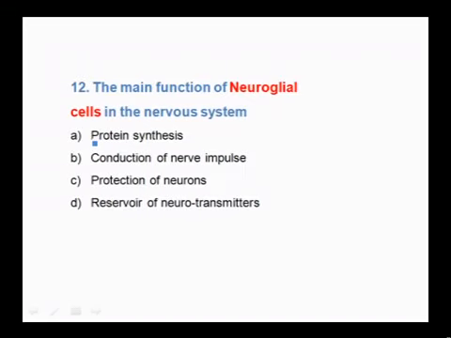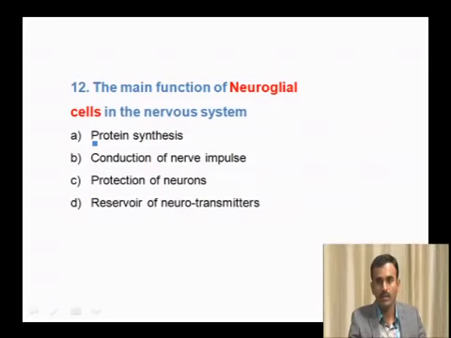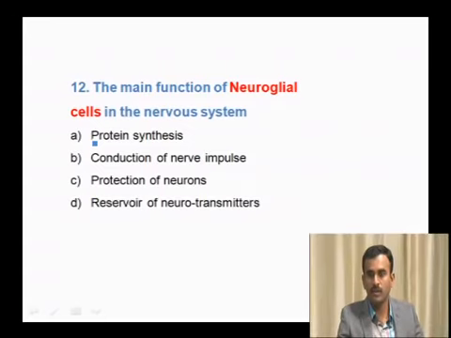The main function of neuroglial cells in the nervous system? While giving the synopsis, I mentioned this point. The nerve cells consist of three to four different types: ependymal cells, neuroglial cells, conducting neuron, etc. Among these, the only conducting nerve cell is the multipolar neuron. This helps in the conduction of nerve impulses from one part of the body to another part.